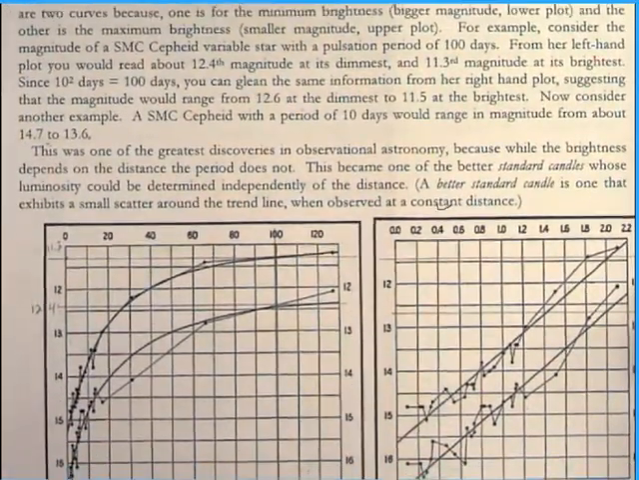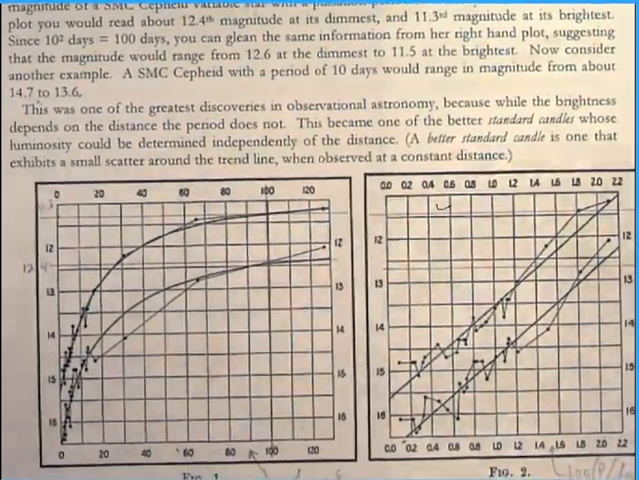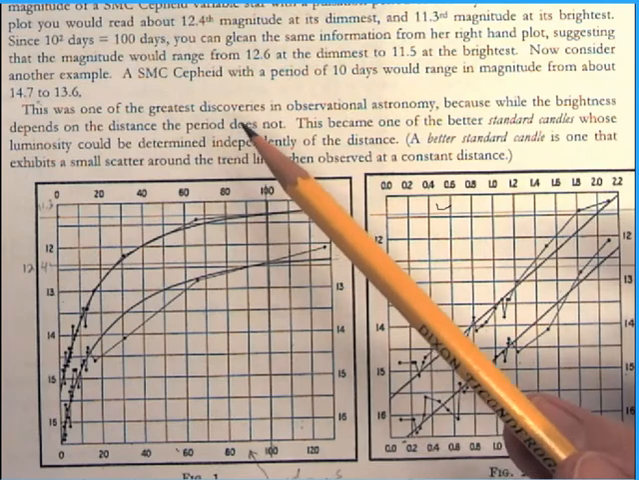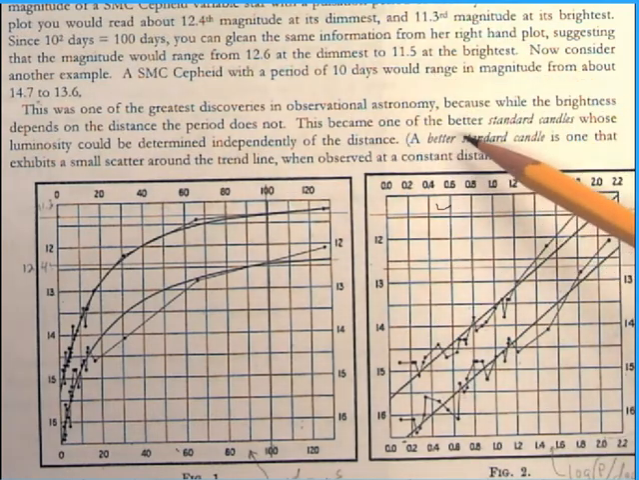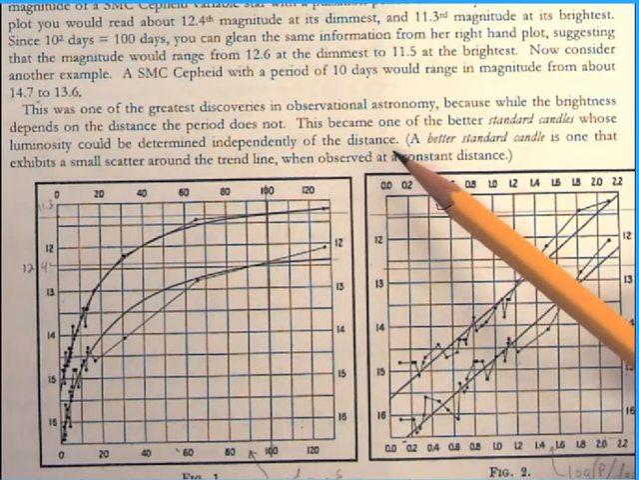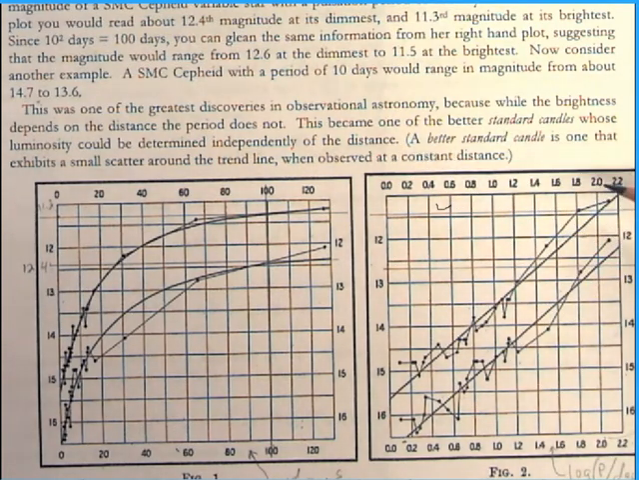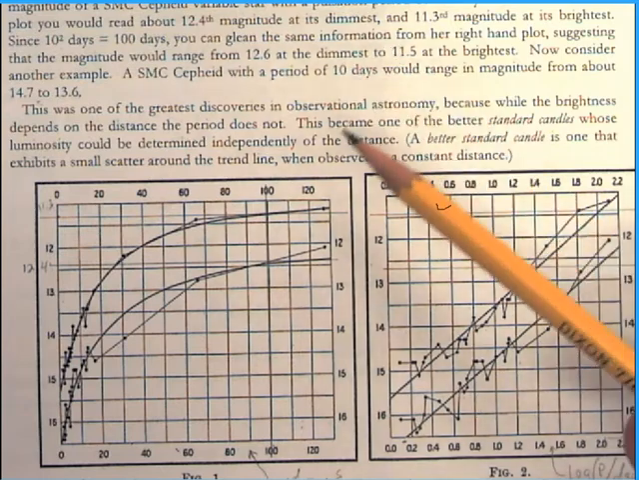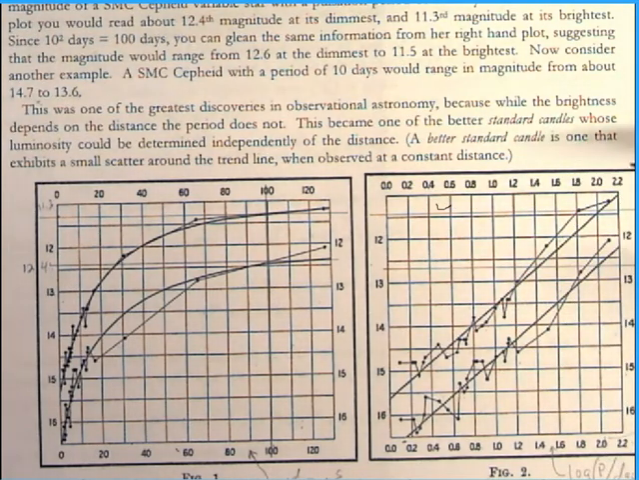Now back to the context. This was really one of the greatest discoveries in observational astronomy because while the brightness depends on the distance, the period does not. This became one of the better what are called standard candles, whose luminosity could be determined independently of the distance. In other words, a better standard candle is one that exhibits a small scatter around the trend line when observed at a constant distance, so one can predict what the luminosity should be based on something that does not depend on distance.